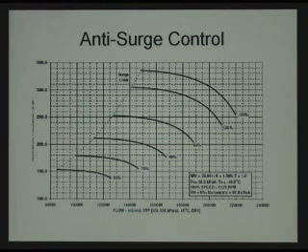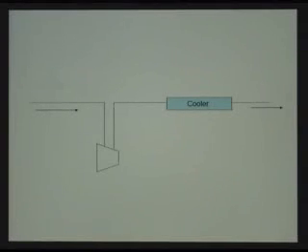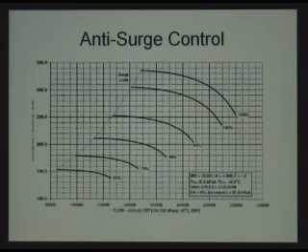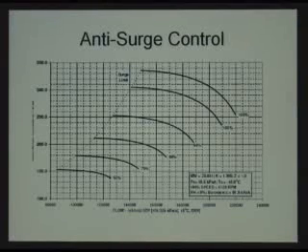So how do we protect ourselves from surge? Well, a general compressor installation is going to have gas coming in, compressed, going out, going through a cooler and on to the next stage of the process. The easiest thing is to make sure that your process never comes to this low a flow range.